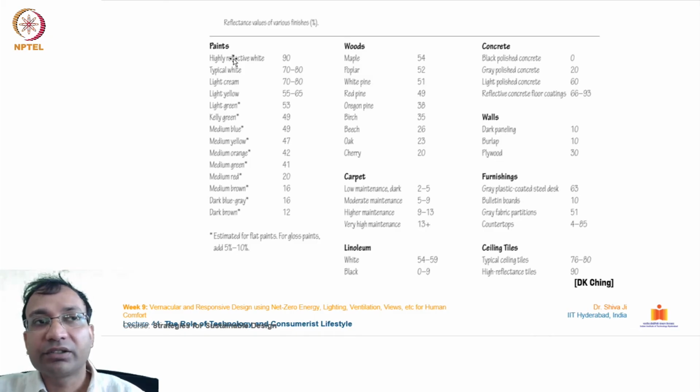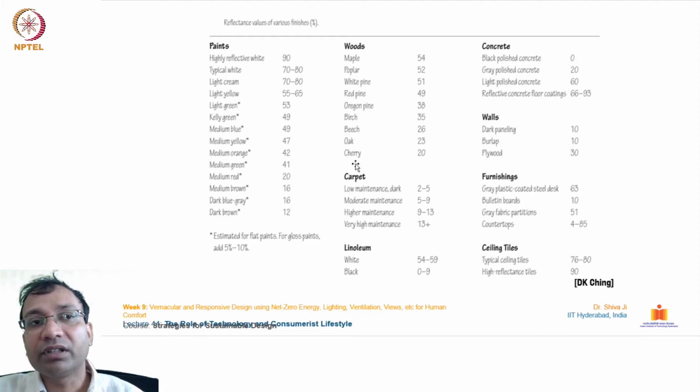In this slide, I have taken the reflectance values of different finishes. You can see in the paints what the reflectance value is. If it is highly reflective white, it reflects up to 90%. If it is dark brown, only 12%. In between we have all of these shades and colors. You can understand from here the respective reflectance of these paint materials.